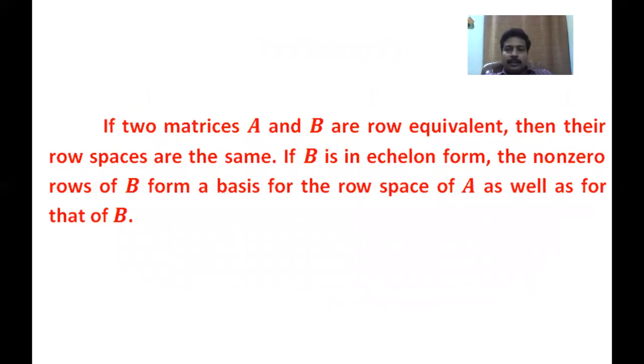And we have seen this result about the row space. If two matrices A and B are row equivalent, then their row spaces are the same. If B is in echelon form, the non-zero rows of B form a basis for the row space of A as well as for that of B. So when a matrix A is reduced into echelon form and B is its row equivalent echelon form, the non-zero rows of B form a basis for the row space of B as well as the row space of A.